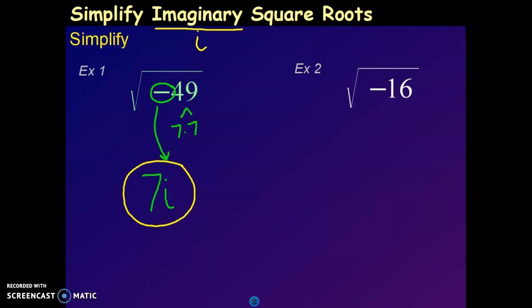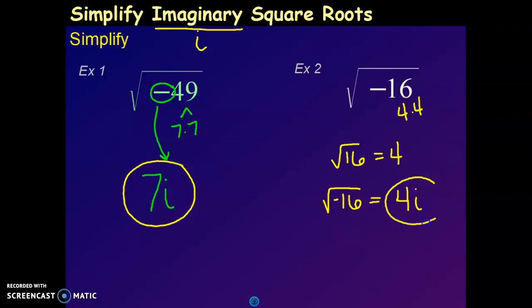For example 2, it should look pretty similar because again, 16 is a perfect square. So that's one that we have memorized. It's 4 times 4. So the square root of 16 would just give you 4. Well, here, since we have the square root of negative 16, we know anytime we have a negative inside the square root, we have an imaginary number. So we would write that as 4i. Not so bad, right? So those first 2 examples dealt with perfect squares.